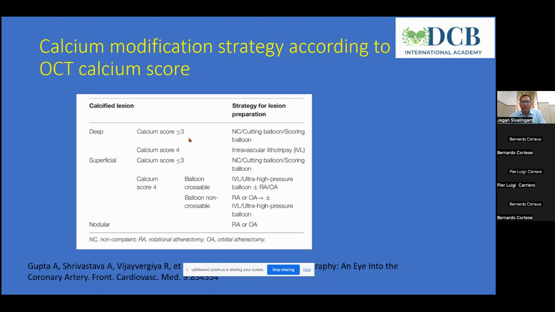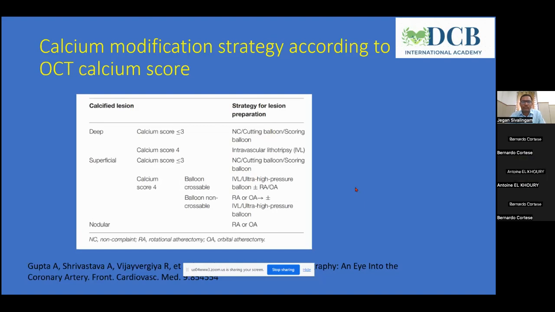They're much better. Yes. So obviously, you always have to take into account the cost of the procedure and where you are performing it, because a scoring balloon is expensive, but it's much less expensive than IVL or a rotational atherectomy. So it is always a sort of balance. But if we have to choose the best tools, they are IVL or rotational atherectomy.